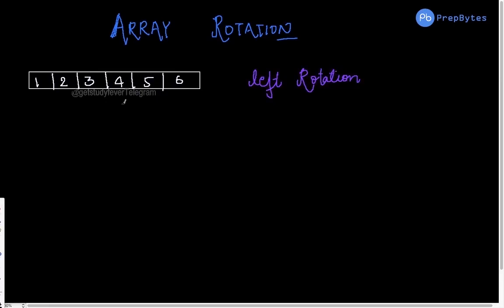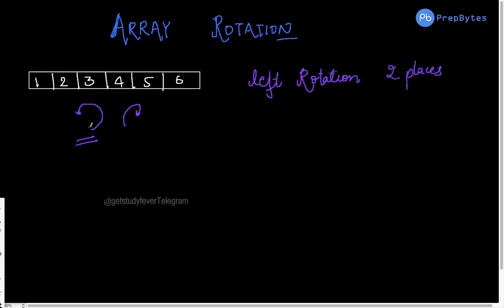Left rotation is something which happens in this particular direction, and right rotation happens in this particular direction. So here we are talking about left rotation. What happens if we rotate this particular array? Before we rotate this array, we have to know that we are rotating the array by one place, two places, three places. So let's say we are rotating the array by two places.